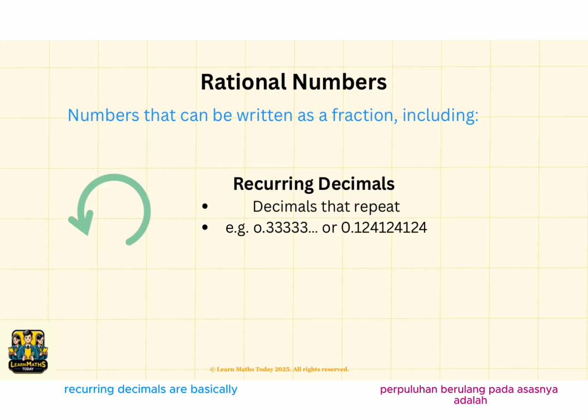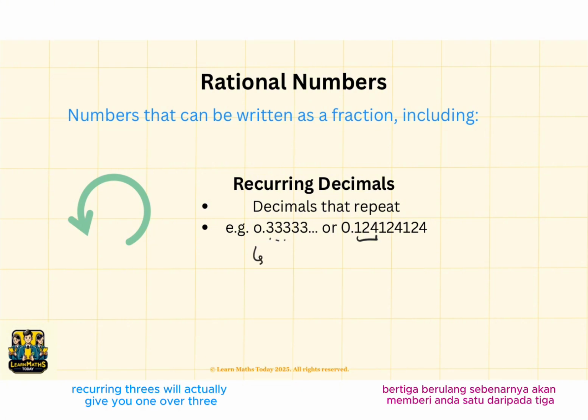Recurring decimals are basically any decimals that constantly repeat. One example is 0.333 because the number 3 is constantly repeating. Or 0.124124124 because 124 is constantly repeating. So, for example, recurring 3s will actually give you 1 over 3.